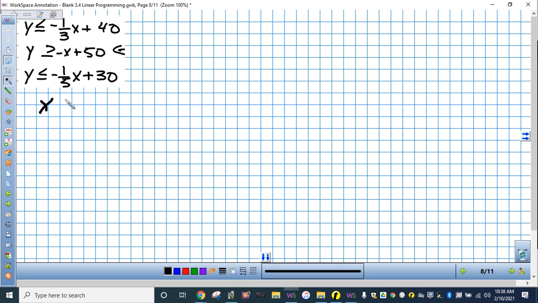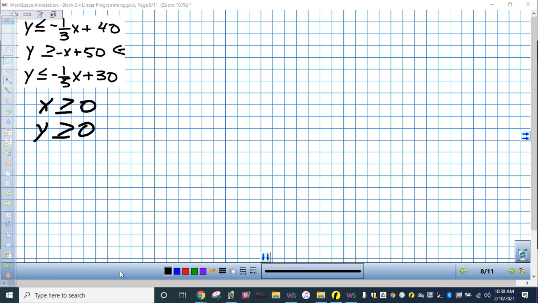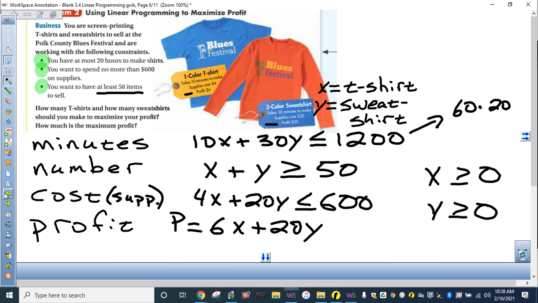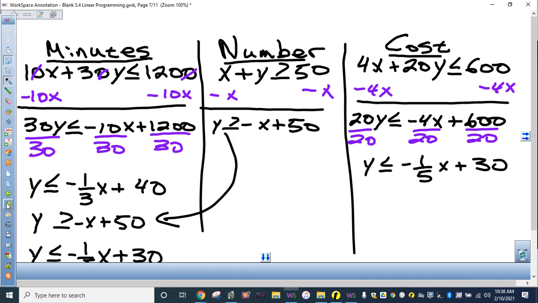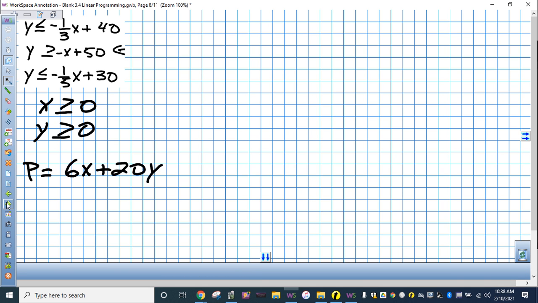I'm also going to write x is greater than or equal to 0 and y is greater than or equal to 0, because I know 10% of you are still going to forget that. Don't be that person. Because we're producing these t-shirts and sweatshirts, so we don't want to lose money, right? So we're maximizing. So it was 6x plus 20y for the profit equation, which I'm just going to double check. Yes, 6x plus 20y. Okay, now we're ready to graph.